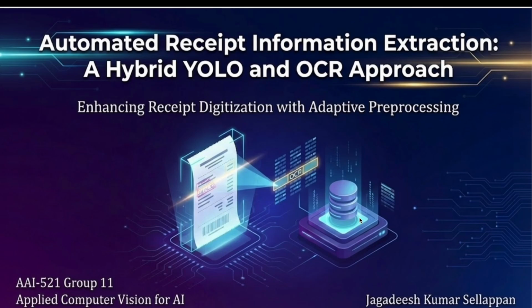Good morning, everyone. Today I'm presenting my computer vision project on automated receipt information extraction using a hybrid YOLO and OCR approach. The system I developed combines high resolution object detection with optical character recognition to automatically extract three critical pieces of information from receipt images: the vendor name, transaction date, and total amount. This work has practical applications in expense tracking, accounting information, and digital archiving. Anywhere businesses or individuals need to process receipts efficiently.